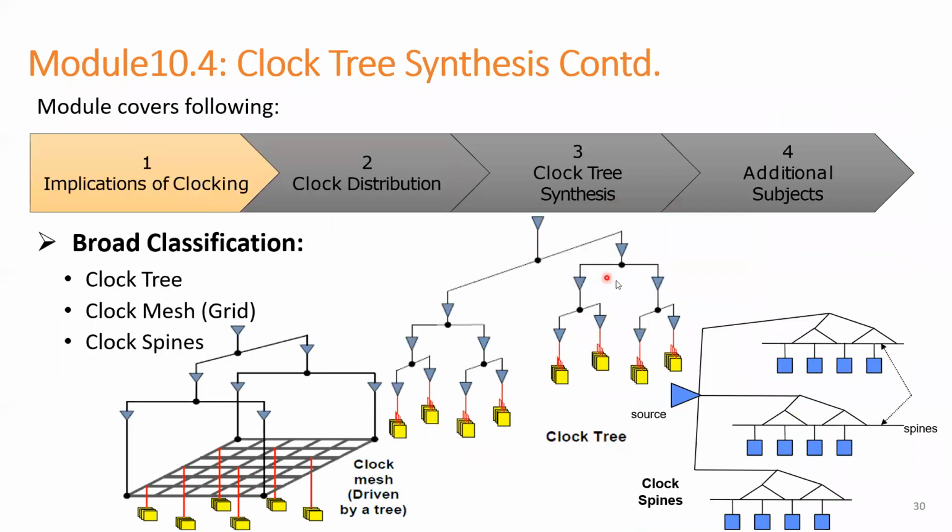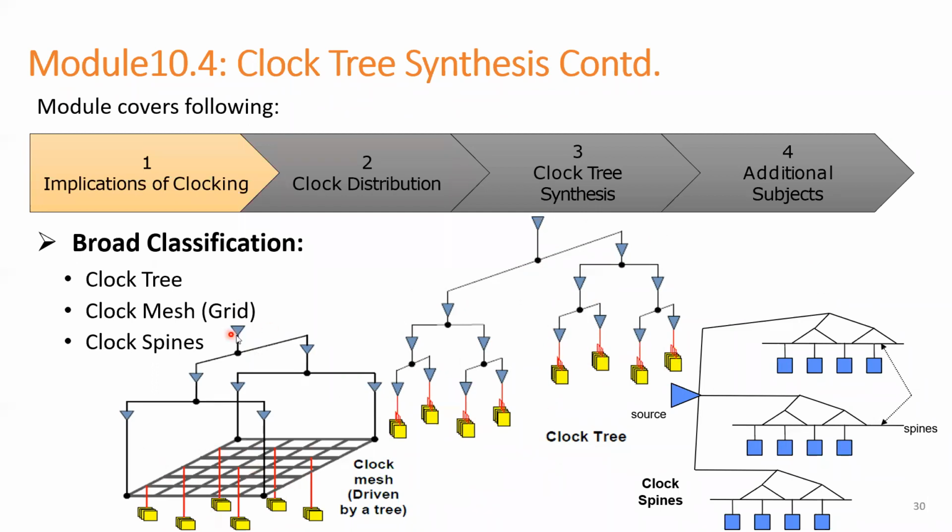Here you can see three classifications of clock topologies. This is the conventional clock tree, the center one. Mostly designs with lower frequency can use this conventional clock tree synthesis. It is simple and very easy to implement. The second one is the clock mesh type clock topology.